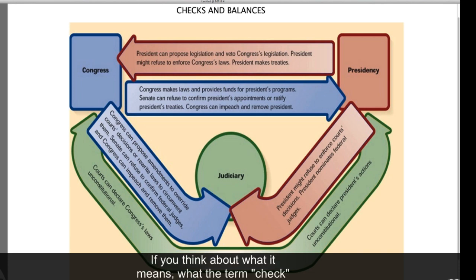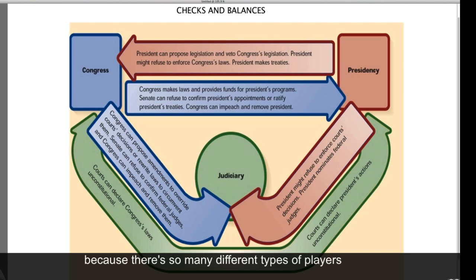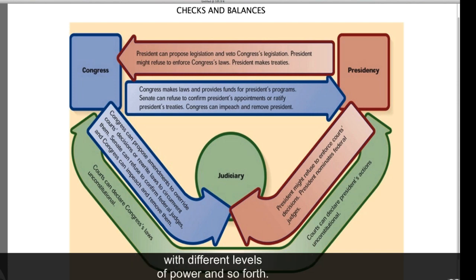If you think about what the term check means, think about the game of chess. Chess is often used in political terms because it describes international relations or political affairs, because there are so many different types of players with different levels of power and so forth. So chess is quite often a metaphor for power, international relations, politics, and what have you. In this case, we're going to use it as an analogy of power.